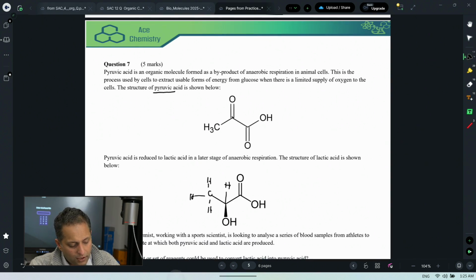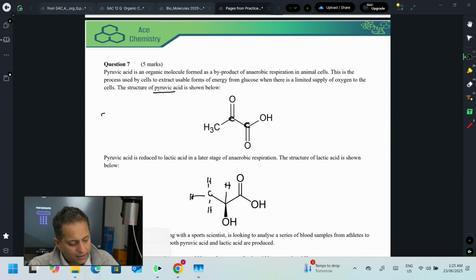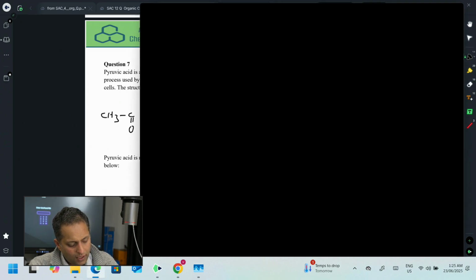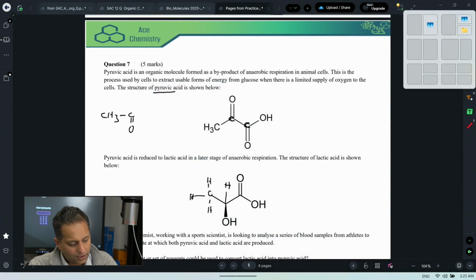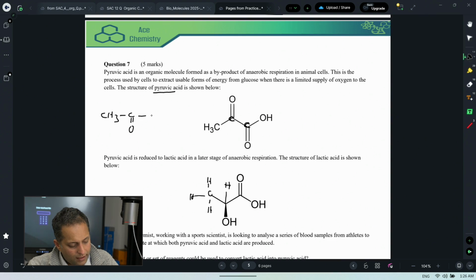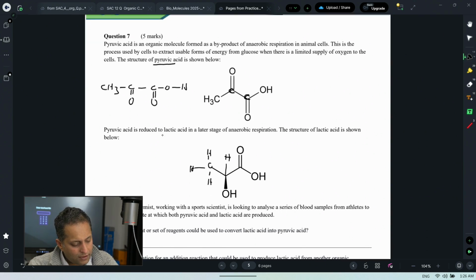So this is a CH3 group. There's a carbon here, there's a carbon here. It's an interesting one, isn't it? So this is like CH3, CO, and then COO, and you've got a carboxyl functional group like so. That is the pyruvic acid. The pyruvic acid is reduced to lactic acid. They are saying pyruvic acid is reduced to lactic acid in a later stage in anaerobic respiration.